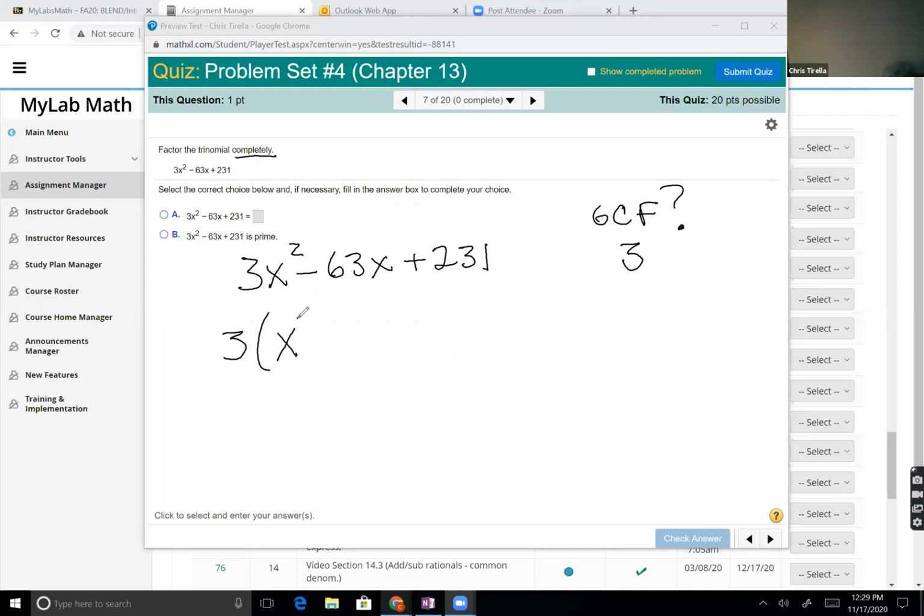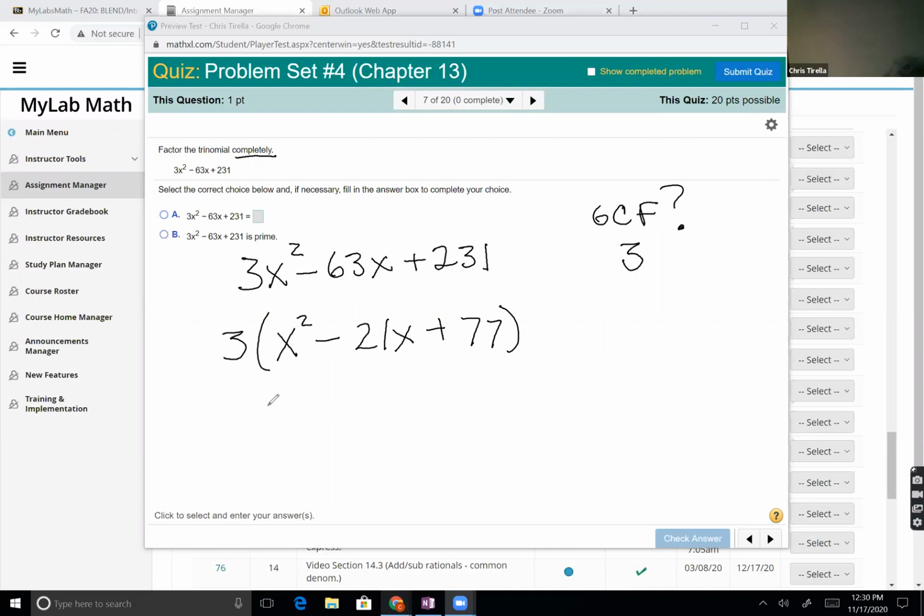Dividing this by 3 gives me x squared. 63 divided by 3, well, that's 21. And then over here, 231 divided by 3, I think is 77. Can somebody check my division? Yep. And so now we've got a common factor.